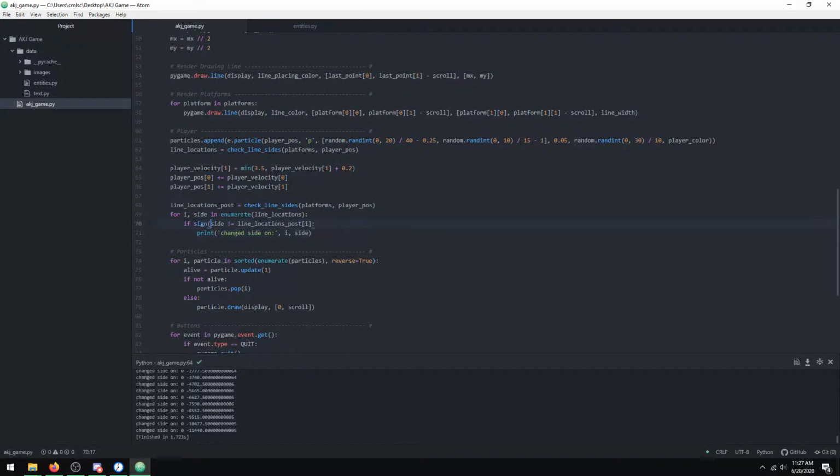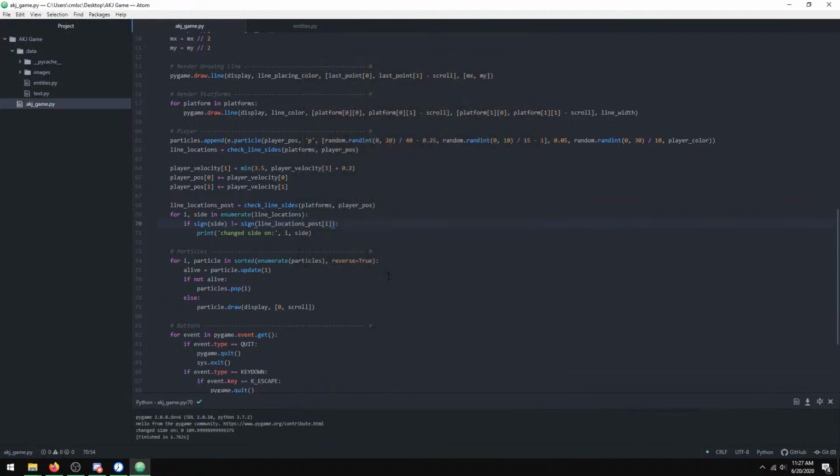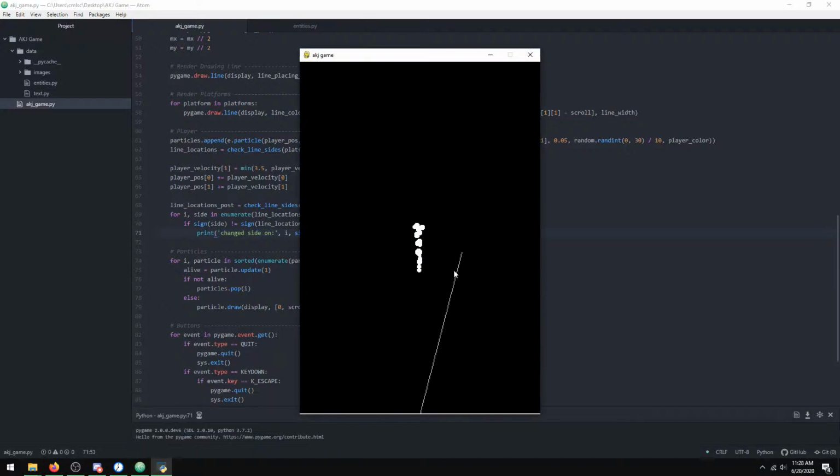So, sign of side, and then the sign of line locations. Sign. Boop. Okay. And then I'm going to return the sign of the side. Boop. I'm curious how this turns out relative to other lines.